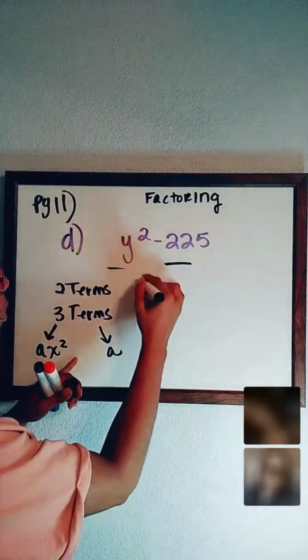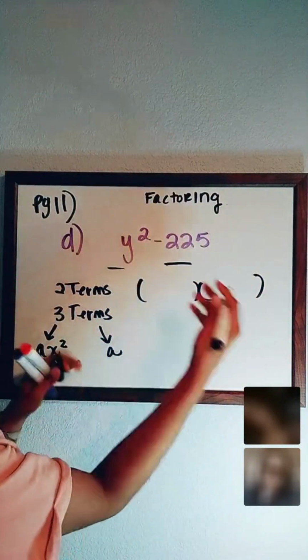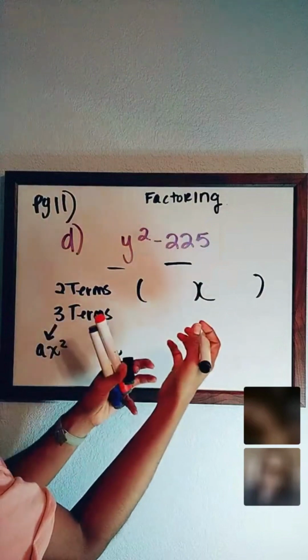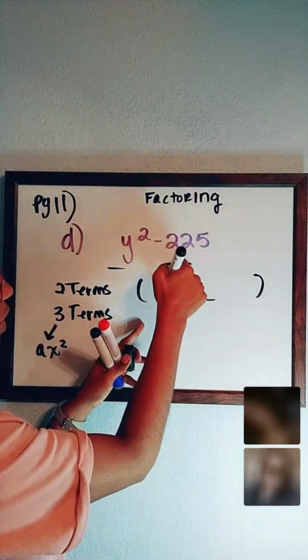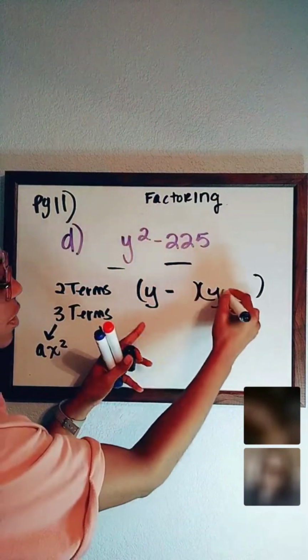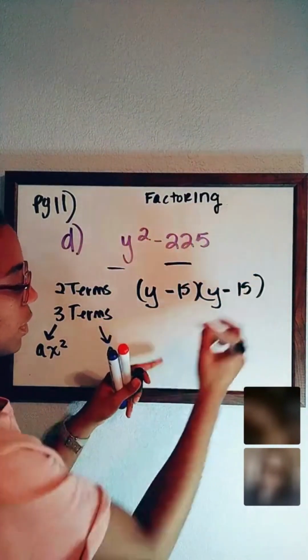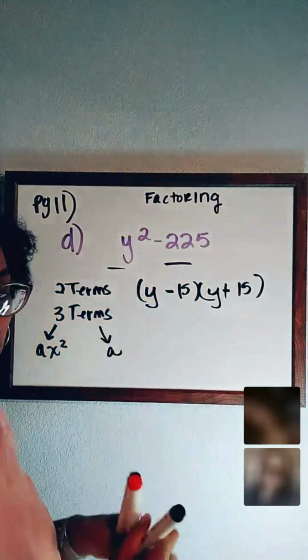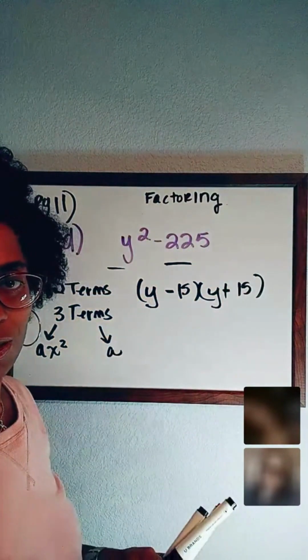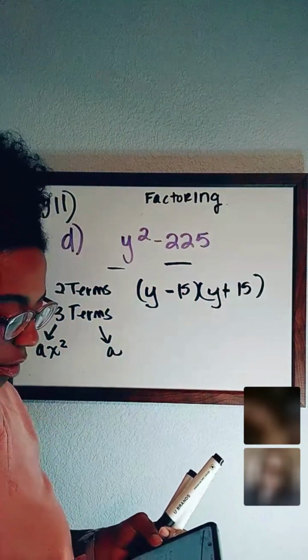So here, remember the middle term is missing. The only way that happens is that when I add the two things together, they cancel each other out. So 225 is a perfect square. Y squared is a perfect square. So this will be minus 15 and plus 15. Look at Melanie, I see you, knowing your perfect squares.